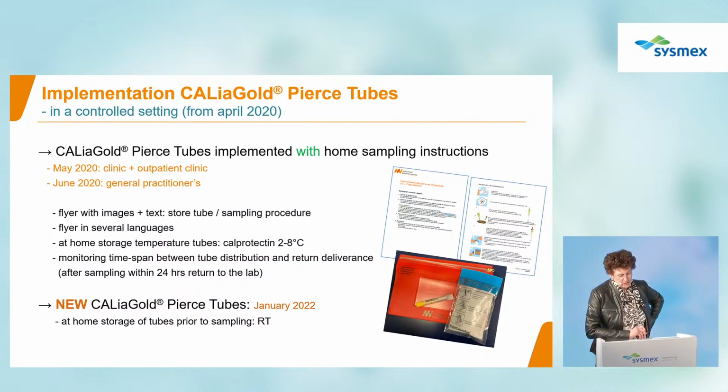But the after-sampling procedure we kept the same, because we want to have the tubes back at the hospital within 24 hours or a maximum of 48 hours, because we want to measure them two times a week and not keep them so long without measuring, just to limit the reduction of the calprotectin in the tube.